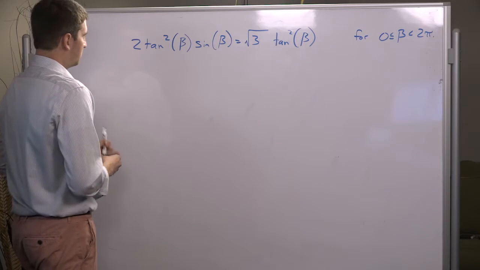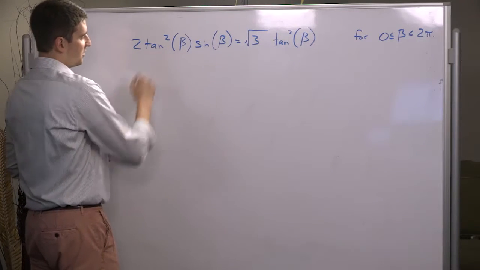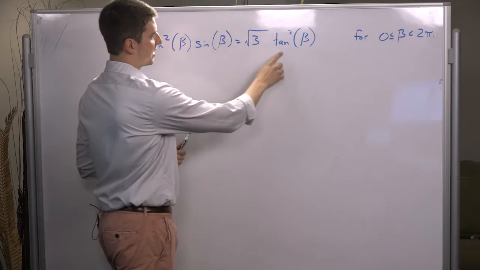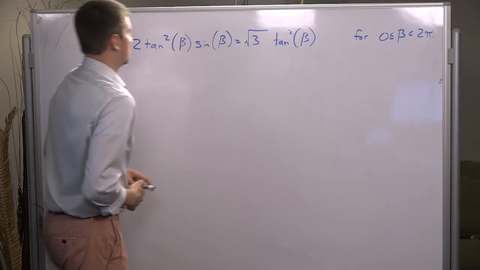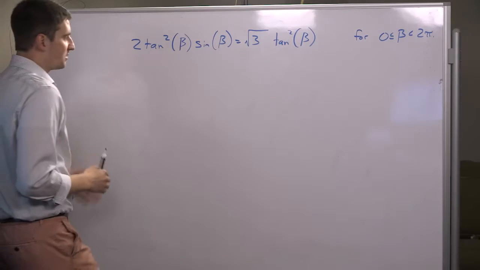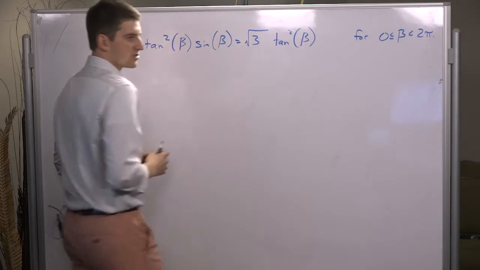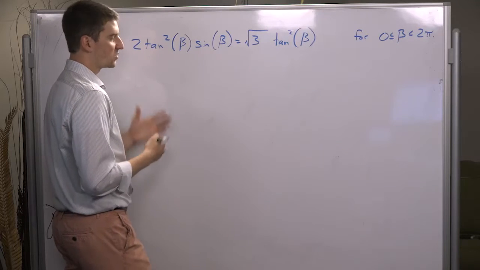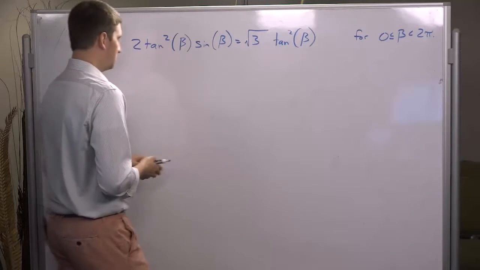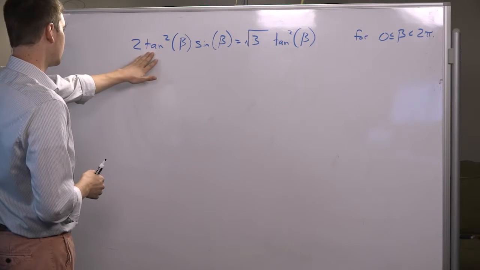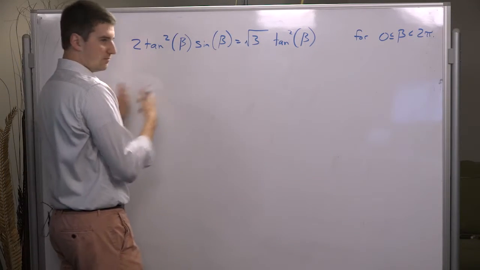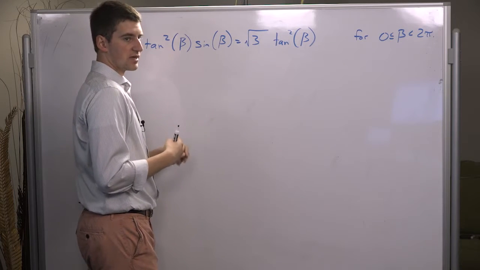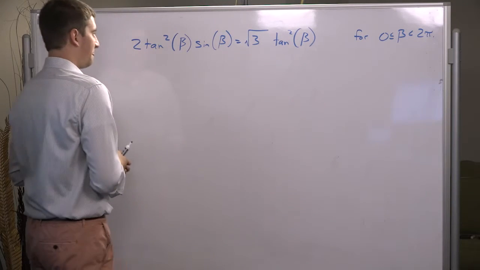So here we have our equation. We have 2 tangent squared of beta times sine of beta is equal to the square root of 3 times tangent squared of beta. While it is very tempting to divide by tangent squared of beta, this is not a good idea because we can actually lose solutions. So what we really want to do is try to factor. If we get everything to one side and factor it out, we'll make sure that we preserve all the solutions, that nothing disappears in some way.